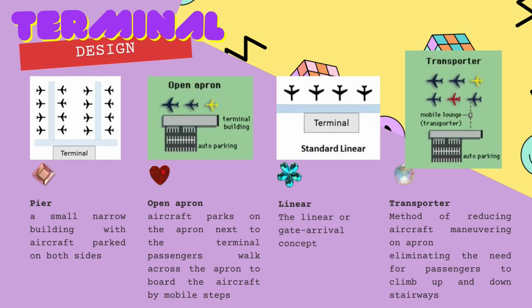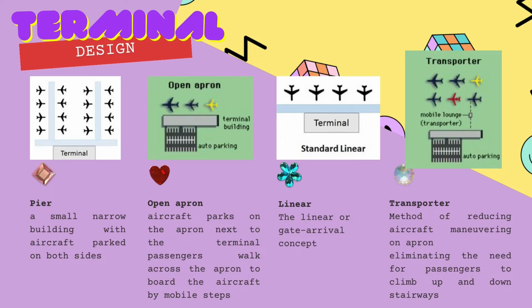2. Open apron. The oldest and simplest terminal in which aircraft park on the apron immediately next to the terminal, and passengers walk across the apron to board the aircraft by mobile steps. 3. Linear. The linear or gate arrival concept was devised to eliminate long distances between the place of arrival and the aircraft. It allows a passenger to be driven right up from the gate to the aircraft.